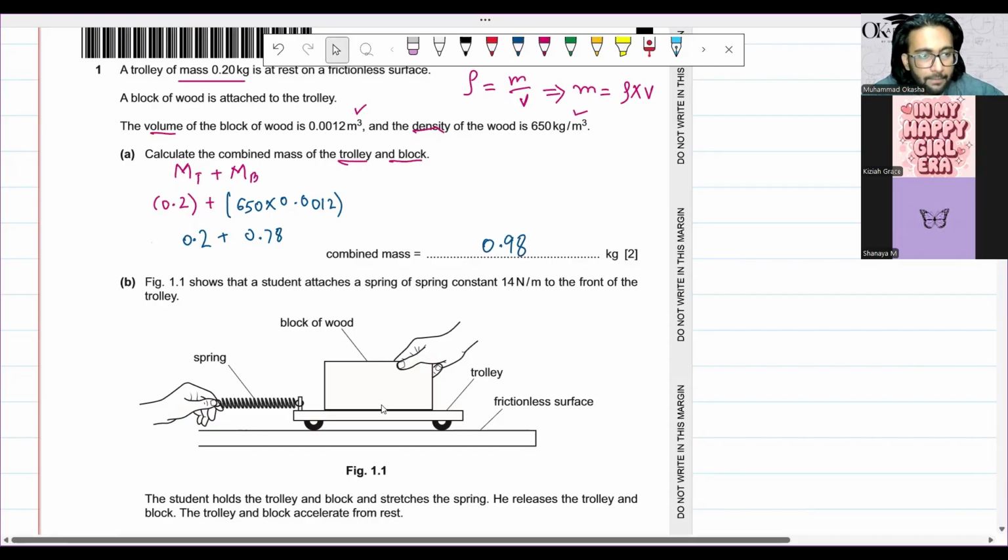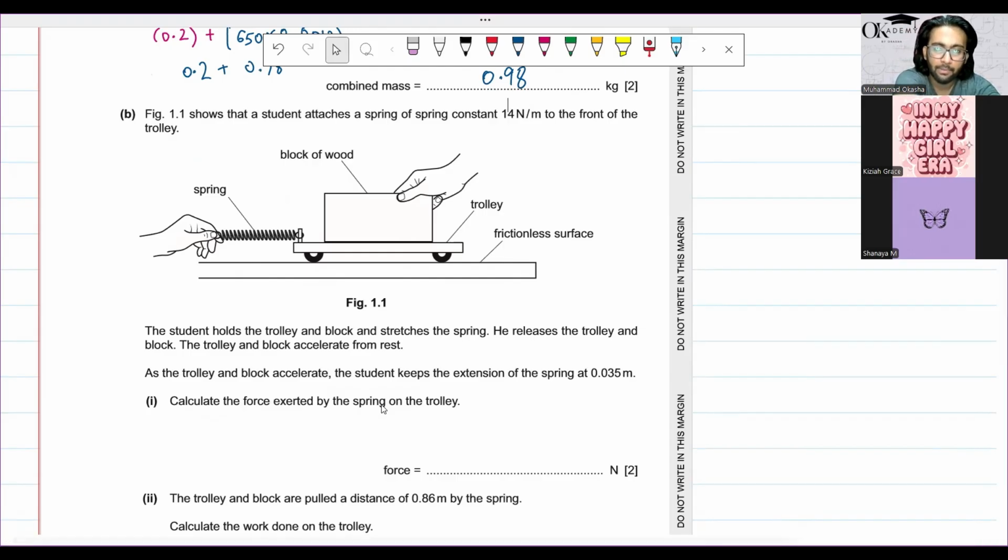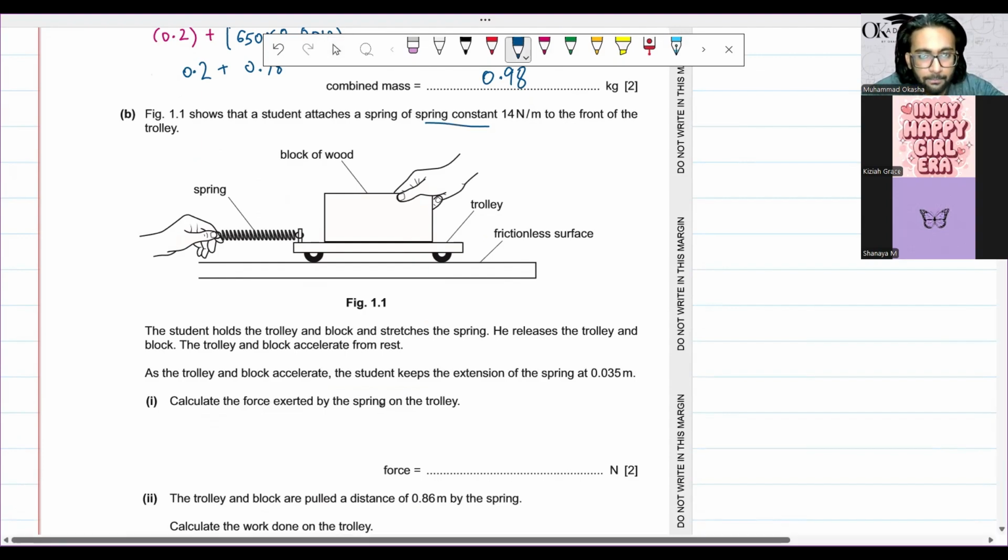Next question. Figure 1.1 shows a student attaches a spring of spring constant 14 Newton per meter, which means what does spring constant tell you? Spring constant tells you that in order to show displacement of 1 meter, you need to attach a load of 14 newtons. 14 newtons per meter to the front of the trolley.